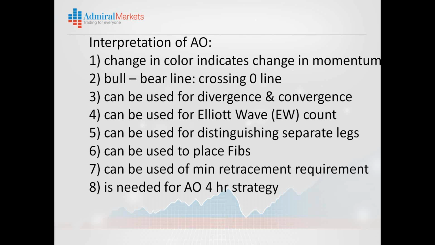The first 2, for example, are regarding the color and the 0 line itself. Number 3 and 4, you're really looking at divergences, just like the MACD. I use it as well for wave counting, which you probably could do with the MACD as well, but I use the AO for that. Then the 5th is distinguishing the separate swing highs and swing lows. The 6th lends itself to anticipating and knowing where to place the fibs. And 7 would be that the retracement minimum requirement has been met. We'll talk about that in a second. We'll discuss all of them, by the way.